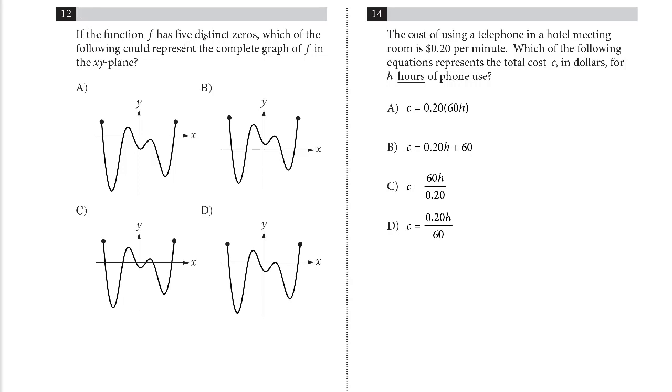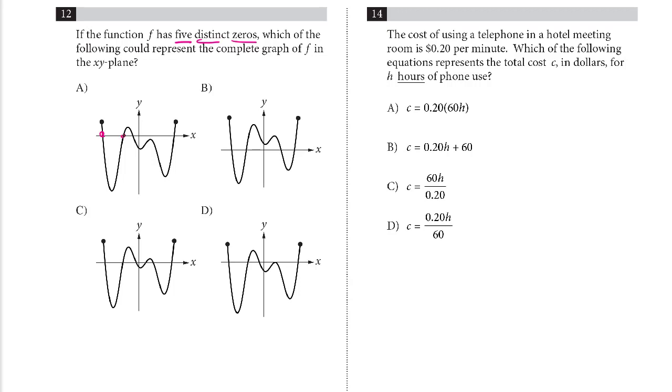If a function f has 5 distinct zeros, which of the following could represent the complete graph of f in the xy plane? So if it has 5 distinct zeros, each zero is an x-intercept. So let's see which of these it could be.